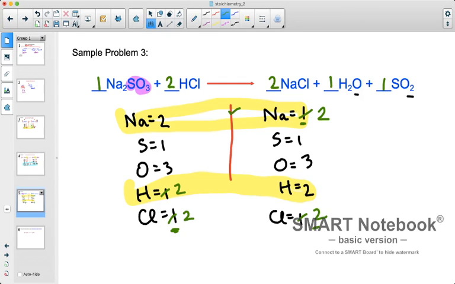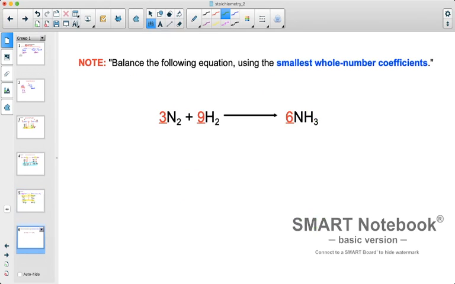Okay? Now, last thing to remind you of or make you aware of. The questions that you're always going to encounter say balance the following equation using the smallest whole number coefficients. And this is standard. People can balance with decimals or half numbers, but in this course you're not going to. You're always going to use a whole number, and it has to be the smallest possible numbers.